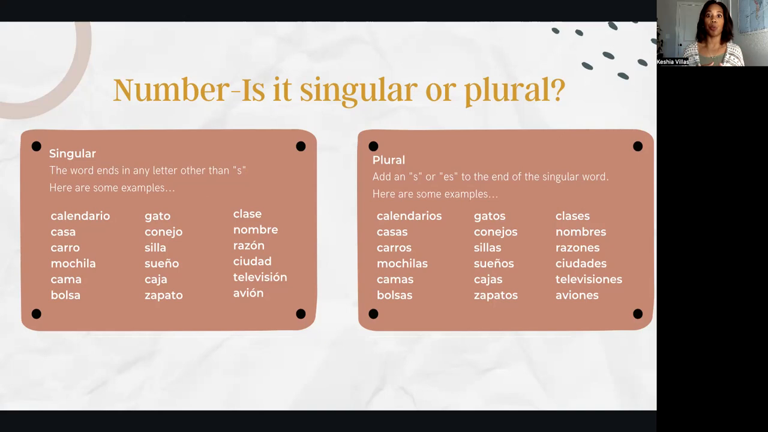Let's go through the plural words together. Calendarios, casas, carros, mochilas, camas, bolsas, gatos, conejos, sillas, sueños, cajas, zapatos, clases, nombres, razones, ciudades, televisiones, aviones. Great. I hope that makes sense. Let's move on to the next part.